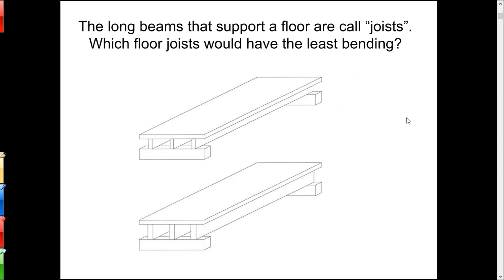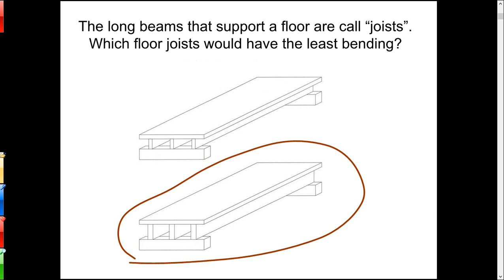So why don't I ask you a couple obvious questions here. These beams under a floor, they're called joists. Which floor joist do you suppose would have the least bending? I think the bottom, yeah. I think we're usually pretty good on that because the bottom is bigger, and when in doubt about designing something, make it bigger, right? Because it'll resist force better if it's bigger.